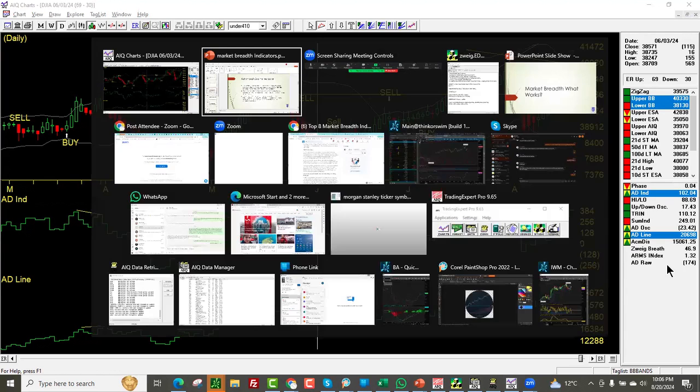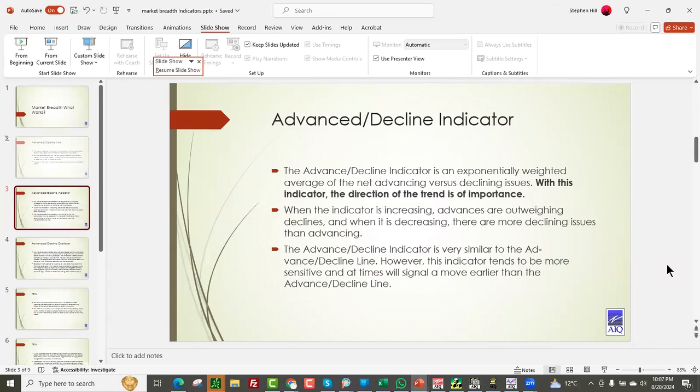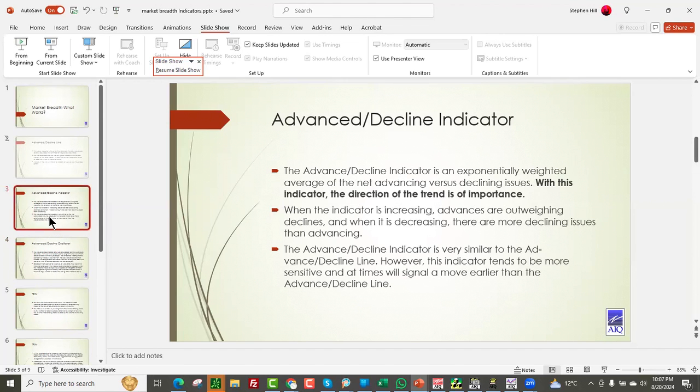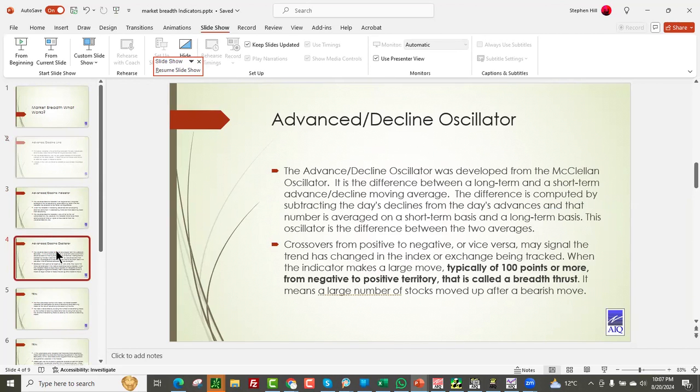So let's pop back into my PowerPoint here. Those were the first two that we looked at right there. The next one we're going to look at is the Advanced Decline Oscillator, also known as the McClellan Oscillator. Again, we're still dealing with just advancers and decliners. In this case, it's the difference between a long-term and a short-term advance decline moving average. It's just the number of declining and advancing issues. That's all we're dealing with in all three of these indicators.